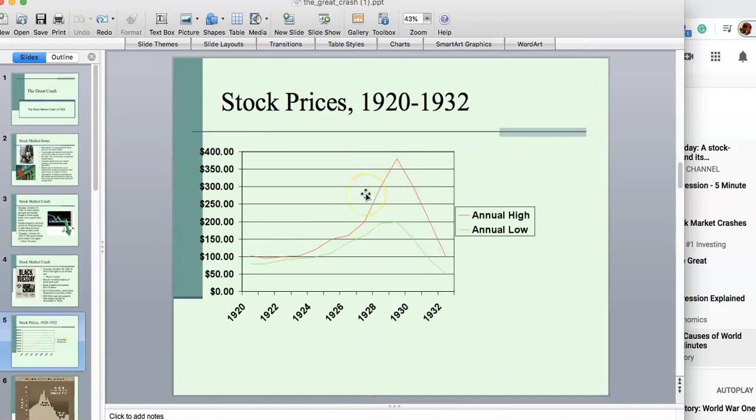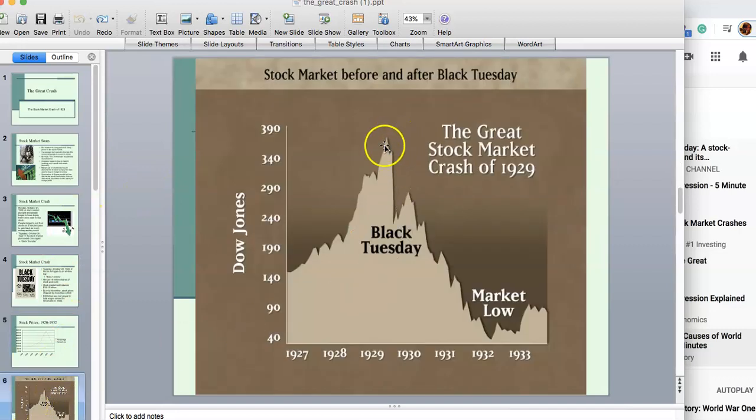So here's what we're looking at too. This is another chart, and here we have what is called the annual high and the annual low. So this is taking into account the highest amount of stock market prices for a particular good and the lowest amount. You could see that right up here in the 1920s, we had really high amounts of stock prices, and we could see how quickly it just bottoms out. It plummets.